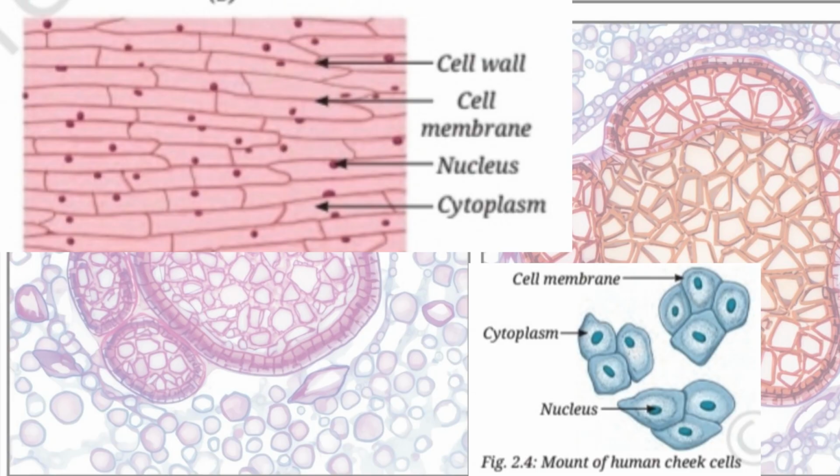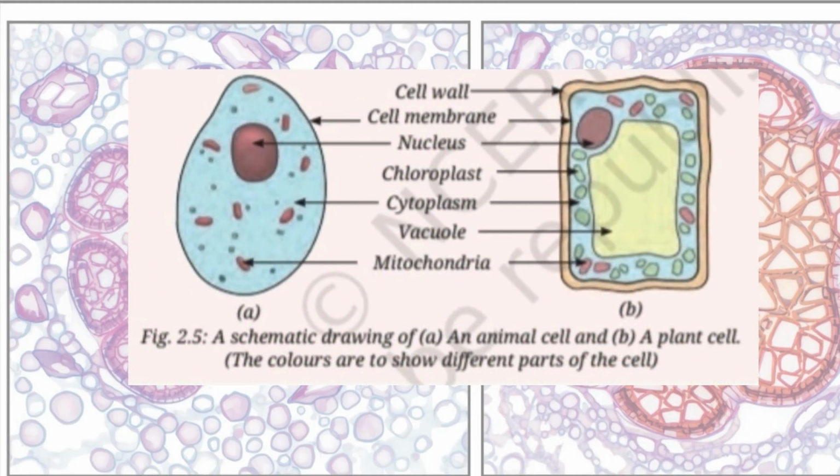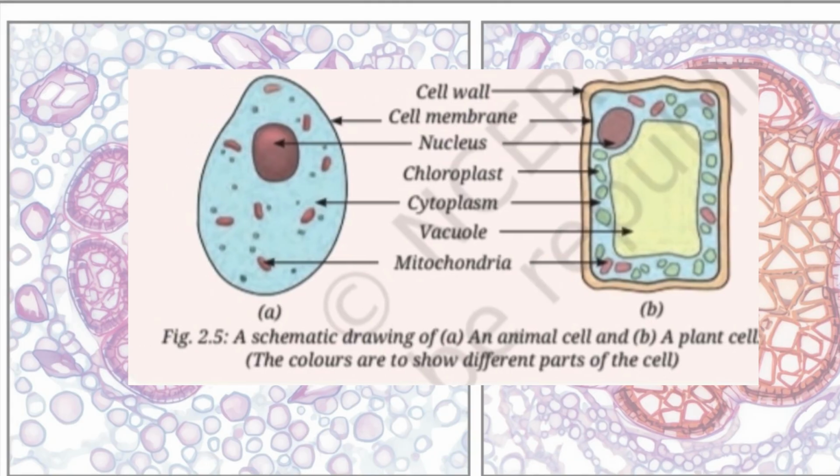A step further, plastids and vacuoles. Plant cells also contain special structures like plastids. For example, chloroplast helps plants prepare food through photosynthesis. Plant cells also have a large vacuole that stores water, nutrients, and waste. Animal cells, on the other hand, usually have smaller vacuoles.